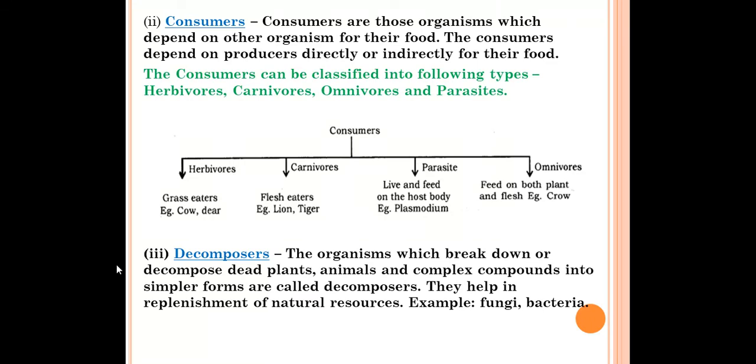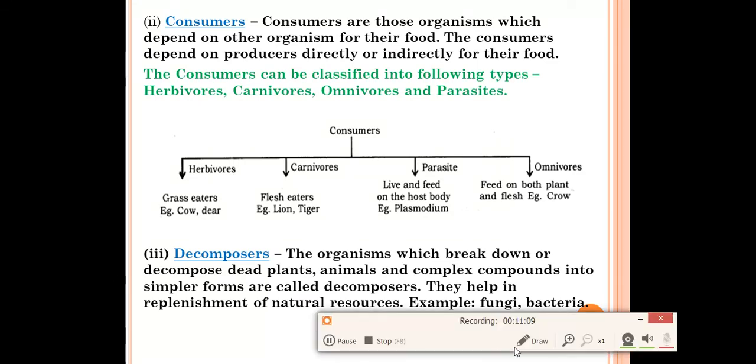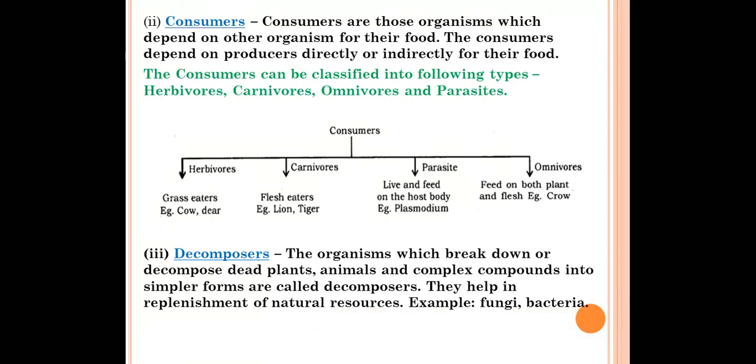Next, what are consumers? Consumers are those organisms which depend on other organisms for their food. The consumers depend on producers directly or indirectly for their food. For example, deer will eat the plant, so they depend on plants directly. But if that deer is eaten by the lion, the lion depends on plants indirectly, because it has eaten the deer and the deer has eaten the plants.